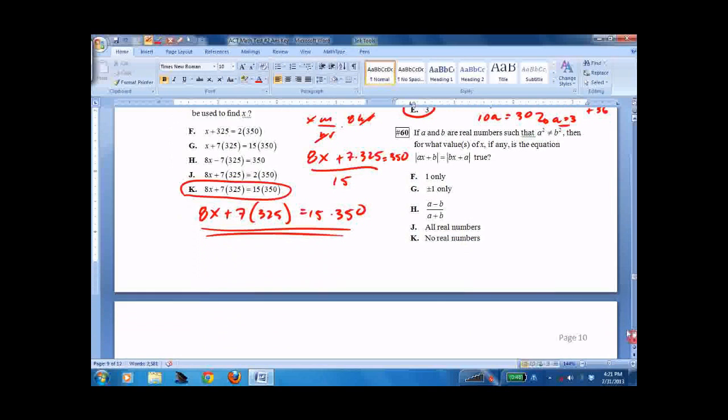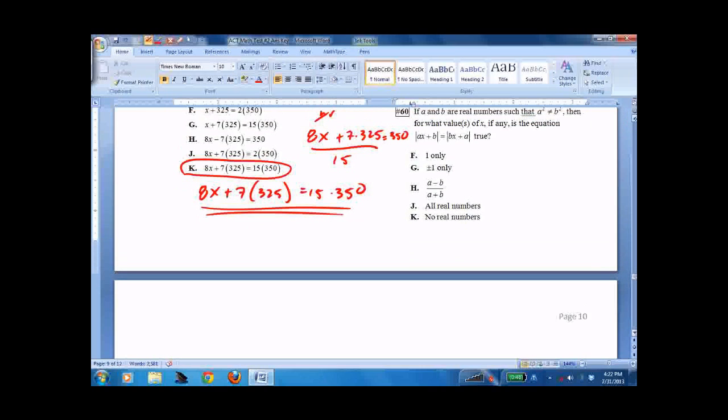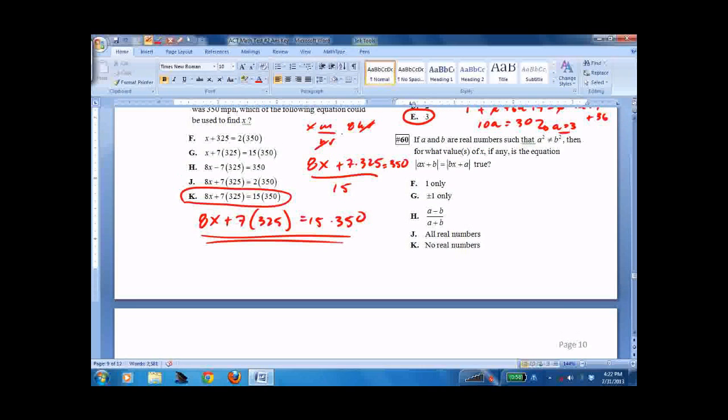So, last but not least, if a and b are real numbers such that a squared doesn't equal b squared, in other words, a and b are not equal, nor are they multiplicative inverses of each other, I think that's correct, what's true of this equation? Well, for absolute value equations, you've got two choices. Either nothing is weird about it, in which case you would get ax plus bx equals a minus b. Excuse me, that's ax minus bx. You get x equals a minus b over a minus b, which is 1.